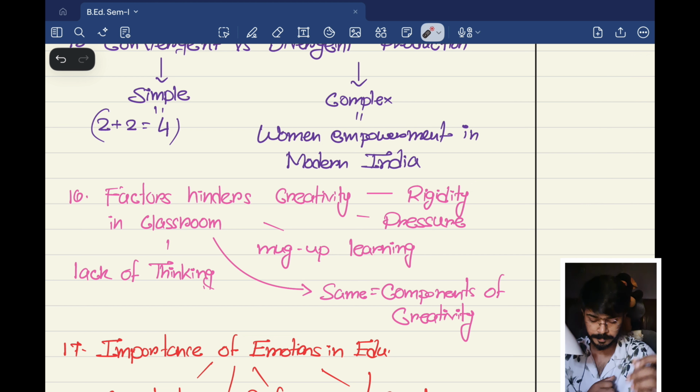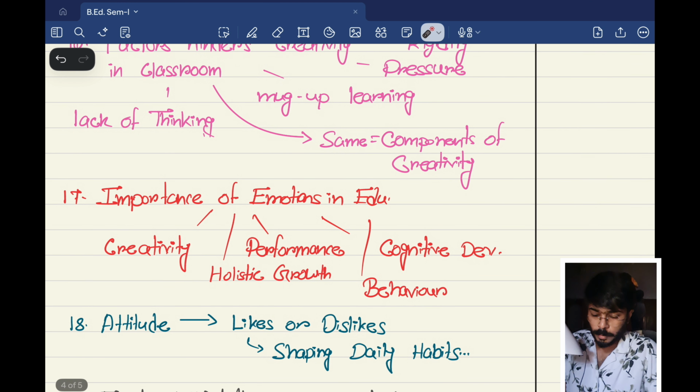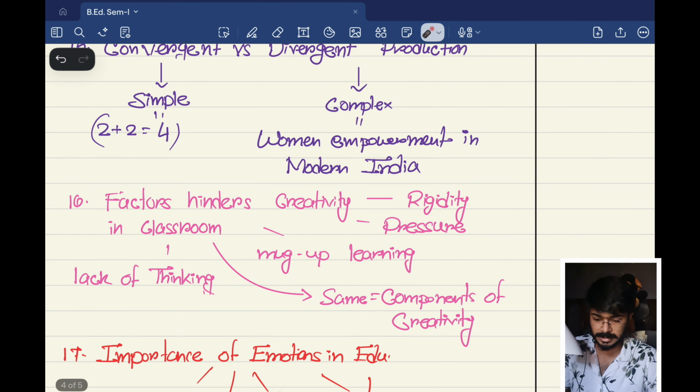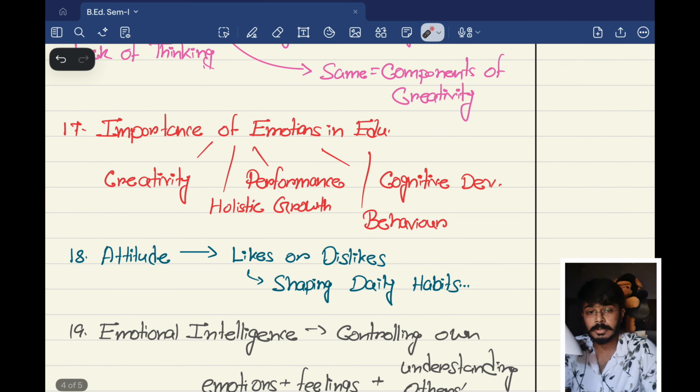Let's move forward to the importance of emotions in education. What does it mean by emotion? For paper 1 you have gone through these things, like whenever you are emotionally overwhelmed, in the concepts of paper 1, that is development and its characteristics. So you are well aware of this terminology, that is emotion.